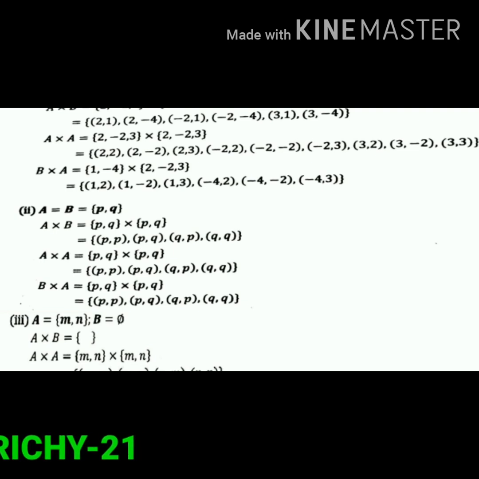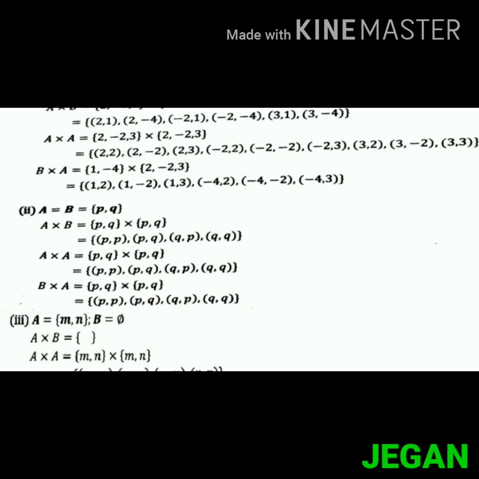The second subdivision: A set and B set contain the same elements, P, Q. So A cross B, A cross A, B cross A have the same answer as a set of ordered pairs. So {P, Q} cross {P, Q} is equal to: we take the first element in set A, mapped with set B, (P, P), (P, Q). We take the second element in set A, mapped with B, (Q, P), (Q, Q).